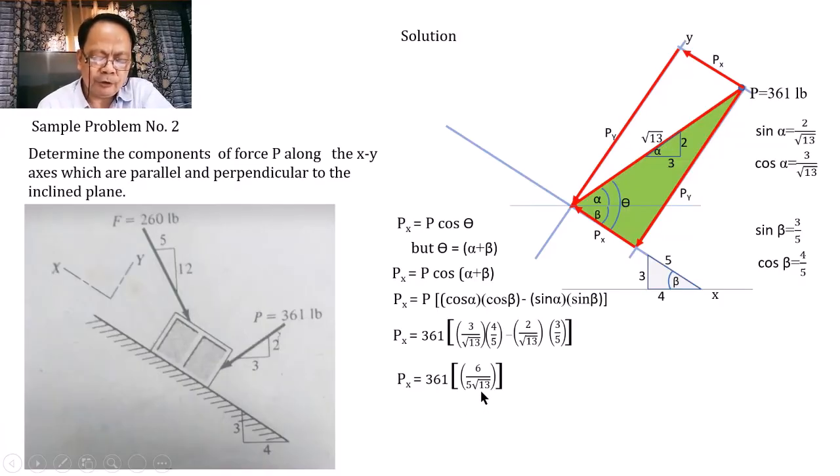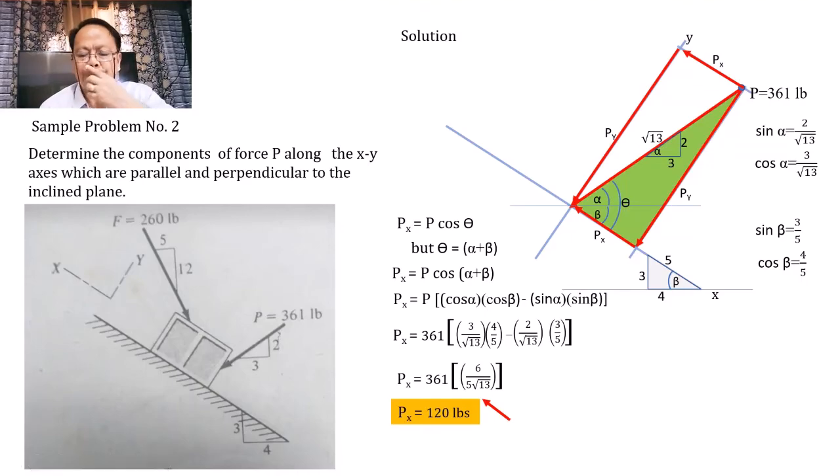But the square root of 13 is approximately equal to 3.61, and hence 361 and 3.61 will cancel, at matitira dito is 100. 100 and 5 will also cancel each other, at ang matitira naman 20 na lang, diba? Kaya 20 multiplied by 6, this gives us a value of 120, and the direction of the component is directed up to the left, so I have here up to the left. So that's how we compute for the x component.